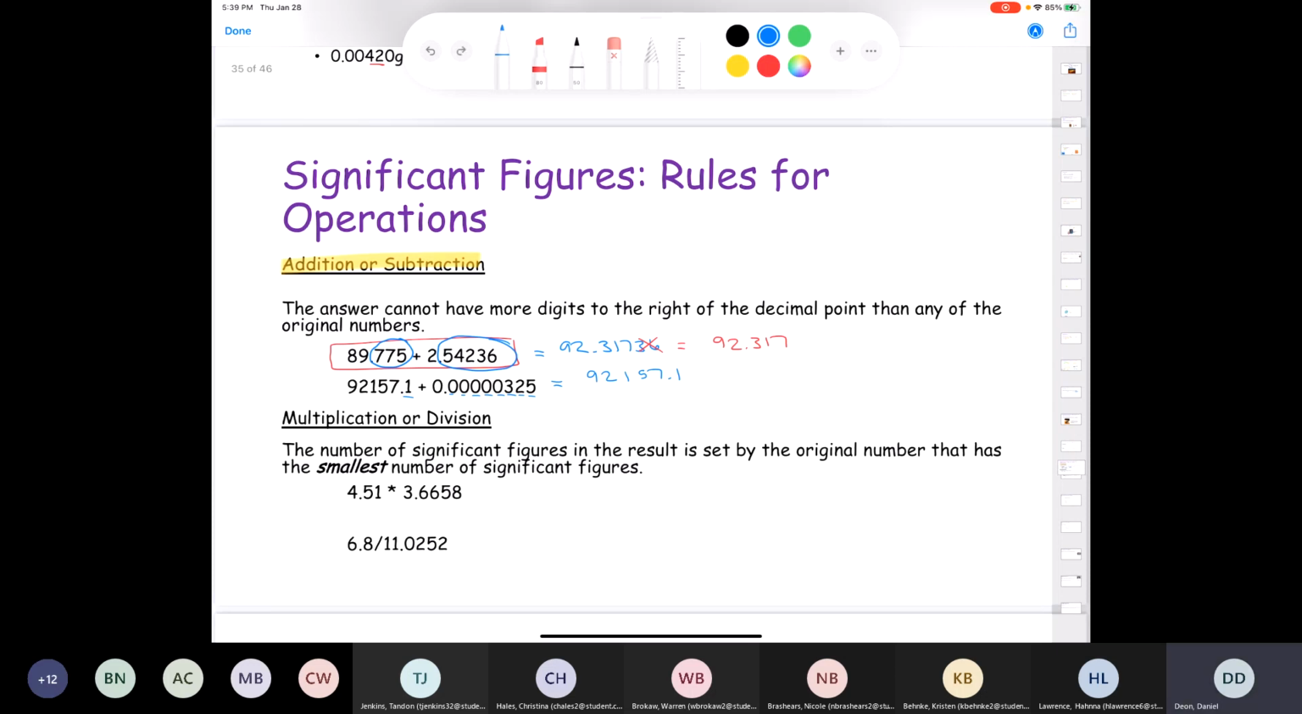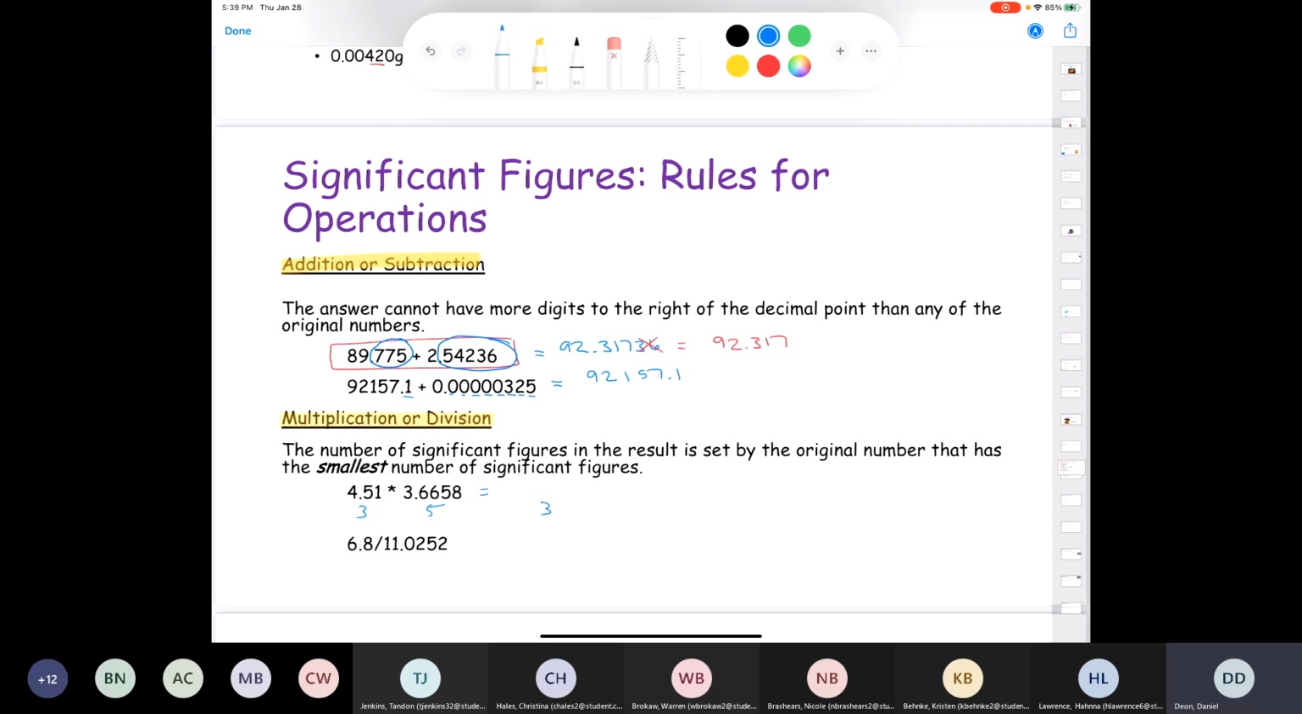All right, multiplication and division I think is even a little more intuitive or maybe a little faster to learn than addition and subtraction. The answer is this. When you multiply numbers together, whichever number has the least number of significant figures, that's how many significant figures you have in your final answer. Same thing for division. If I multiply these 2 numbers, 4.51 and 3.6658, the first number, 4.51, has 3 significant figures. The second number has 5 significant figures. That means my answer can only have 3.